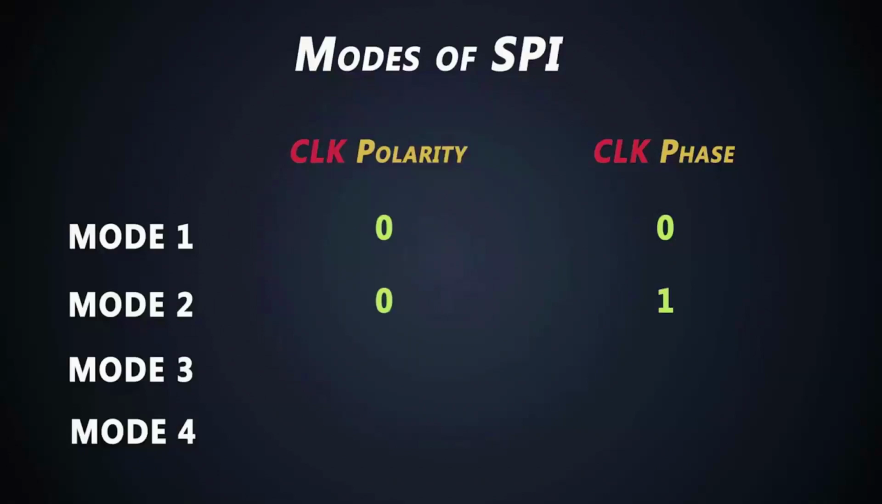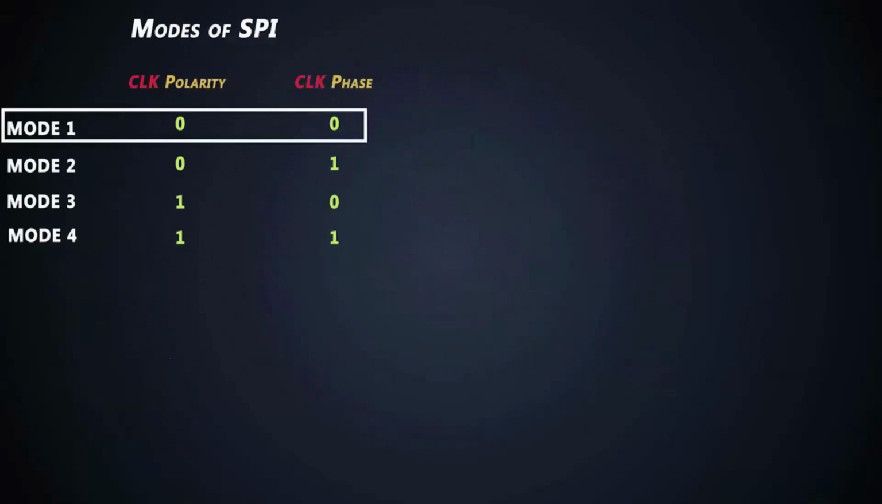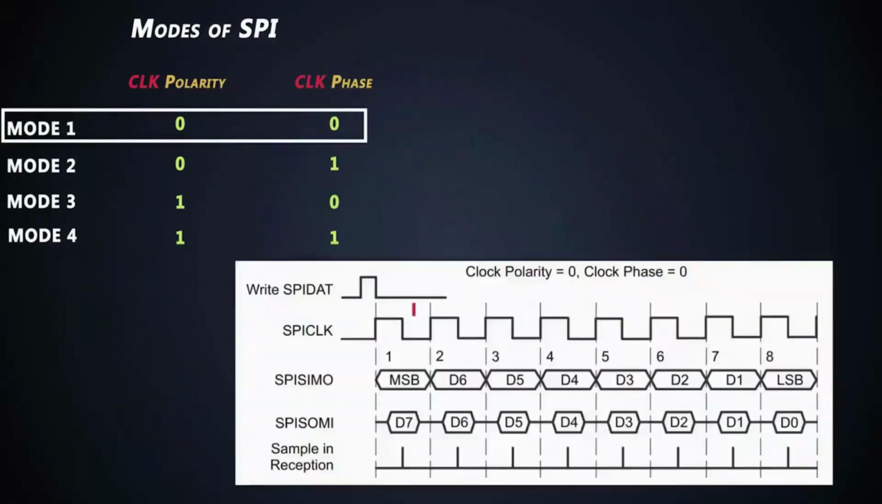Let's check this table. There are four different modes based on which the master and slave can communicate. In the first mode, the clock polarity is 0 and the clock phase is also 0. In this, there is no delay for the clock pulses. The data is output immediately on the rising edge of the SPI clock, and input data is latched on the falling edge of the clock.